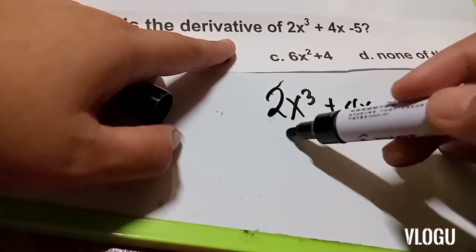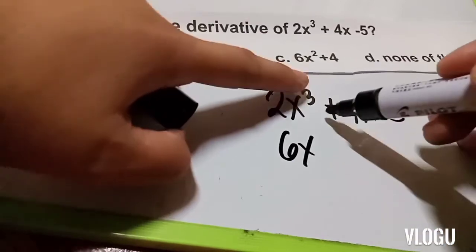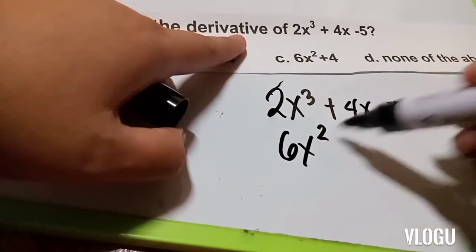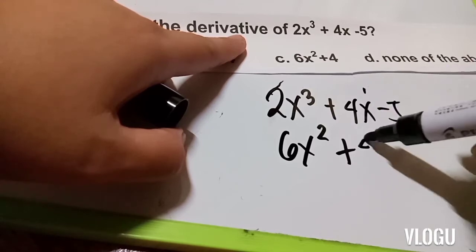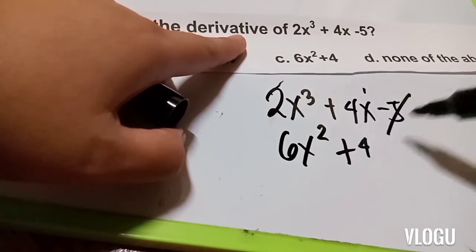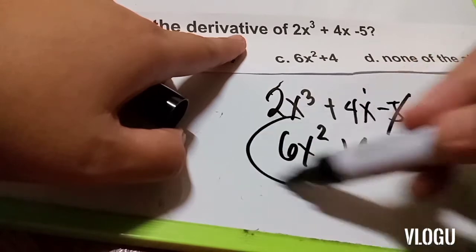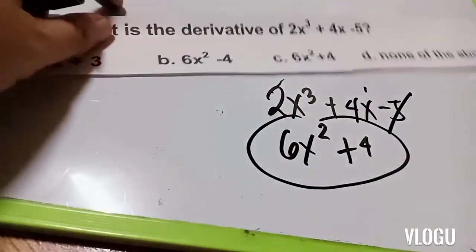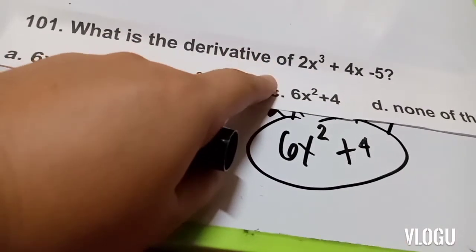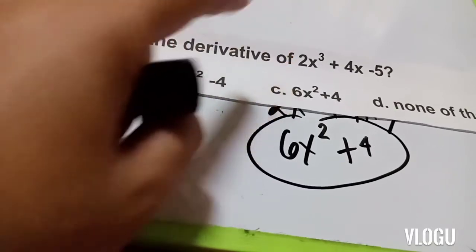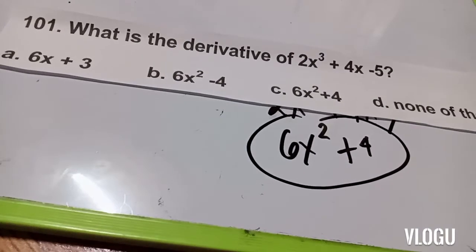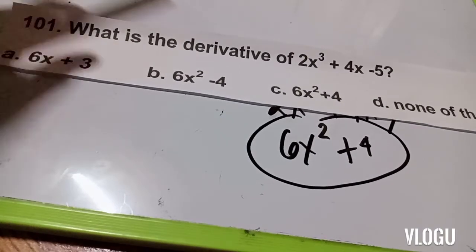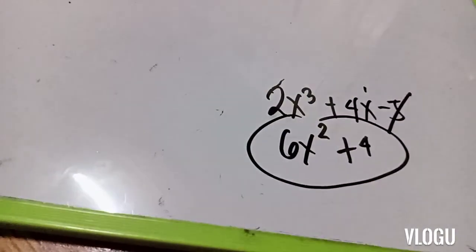So, 2 times 3 is 6. Subtract the exponent to 2. The 4x will become 4, and the constant 5 will become 0. So, the answer is 6x squared plus 4. This is the derivative. So, the answer is letter C. This is calculus, differential calculus. Okay.